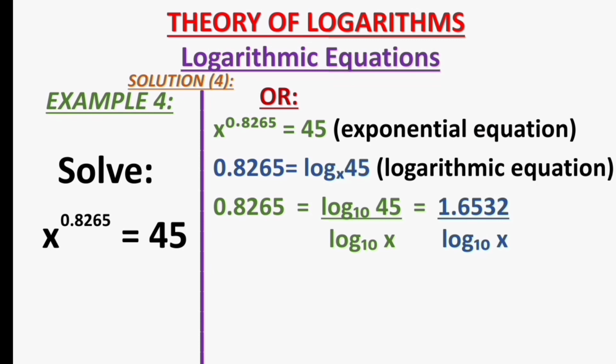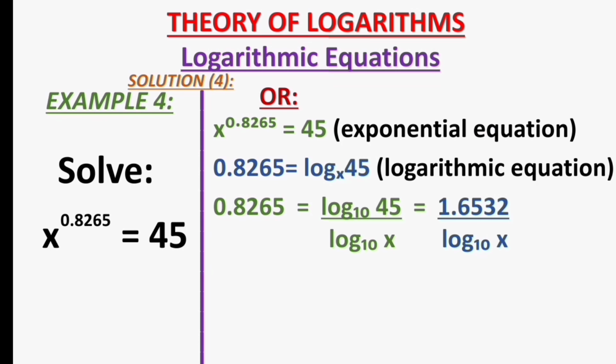Here is another method of solving example 4. The question is x raised to the power 0.8265 is equal to 45, which is an exponential equation. This exponential equation can be transformed into a logarithmic equation, which is 0.8265 is equal to the logarithm to the base x of 45.